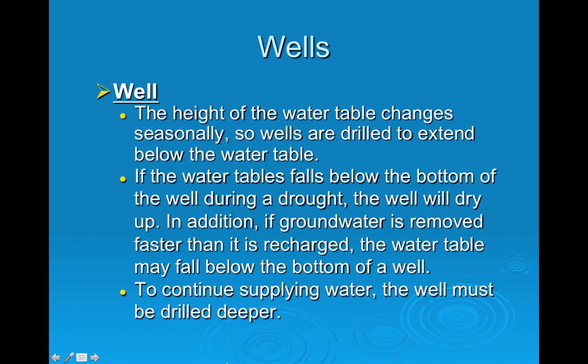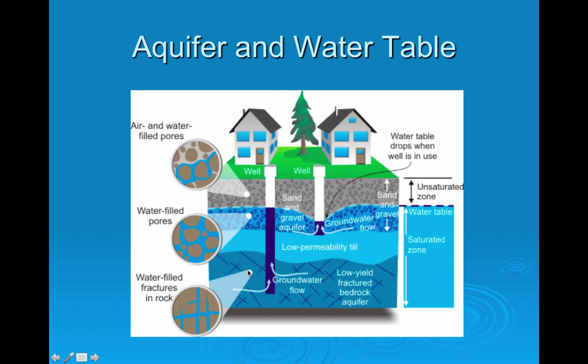Okay, we've already talked about this. The height of the water table changes seasonally, so wells are drilled to extend below the water table. Some of you may actually drink from well water. Here in Lee County, we have well water. If water tables fall below the bottom of the well during a drought, the well will dry up. And to continue supplying water, the well must be drilled deeper. Some of you may have experienced this.